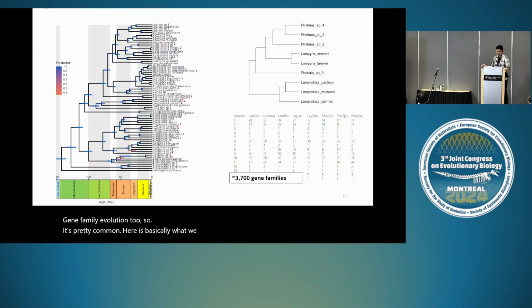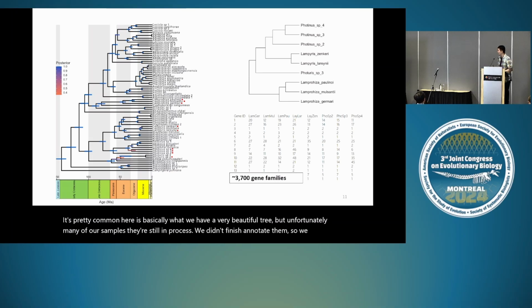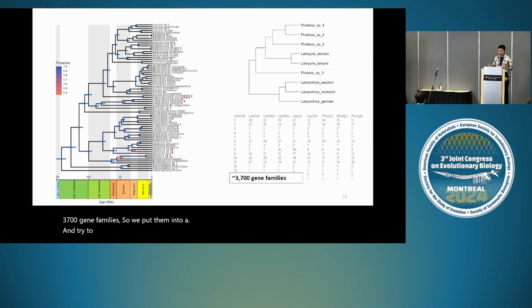We have a very beautiful tree, but unfortunately, many of our samples are still in process. We didn't finish annotating them. So at last, we can only have a small subtree with 9 taxa, and also the gene count of around 3,700 gene families. So we put them into RevBase and try to see what's the posterior of the gain and loss rate.